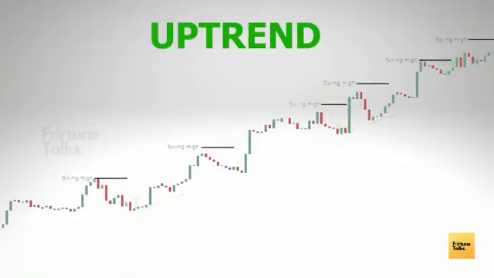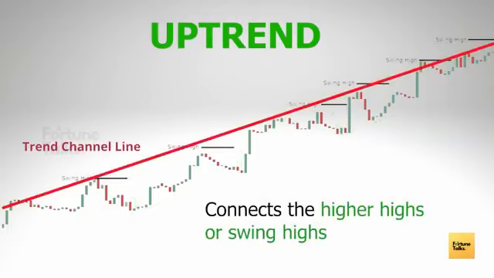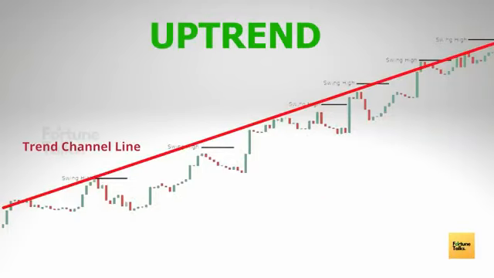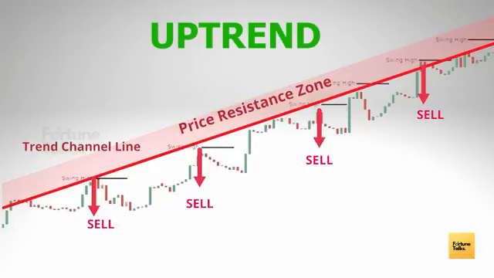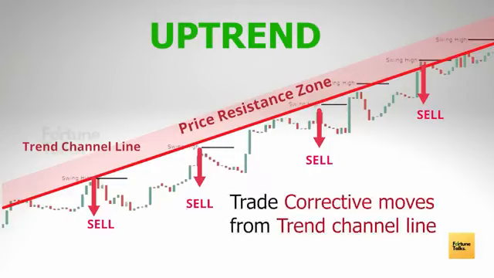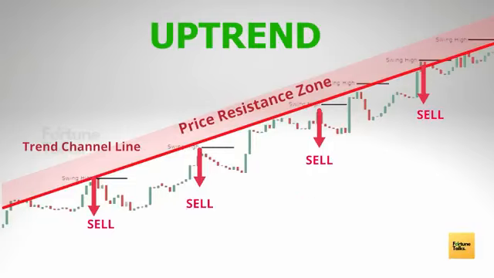After identifying all the higher highs, we can draw a line connecting the series of higher highs or swing highs that we have plotted, and this line is called the trend channel line, which will act as an area of resistance for the prices. We can trade the corrective moves from the trend channel line, or simply place a sell order when the price reaches the trend channel line.